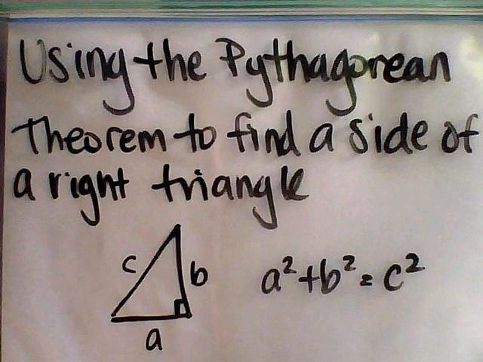Using the Pythagorean theorem to find the side of a right triangle. A squared plus b squared equals c squared is the Pythagorean theorem.